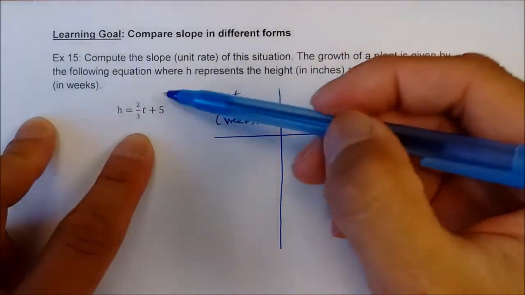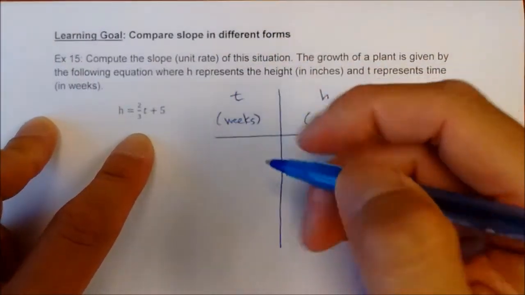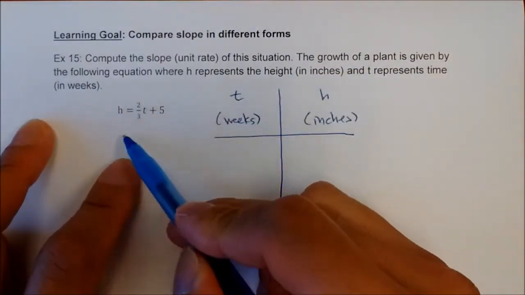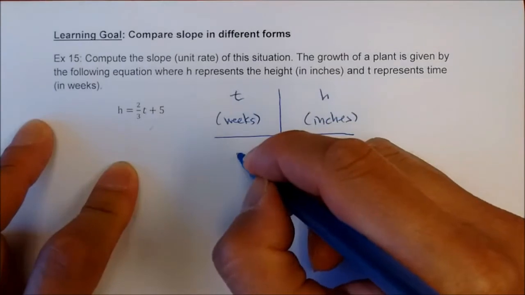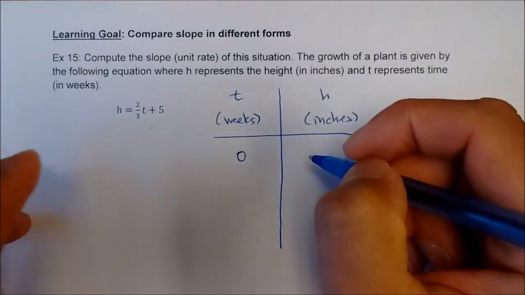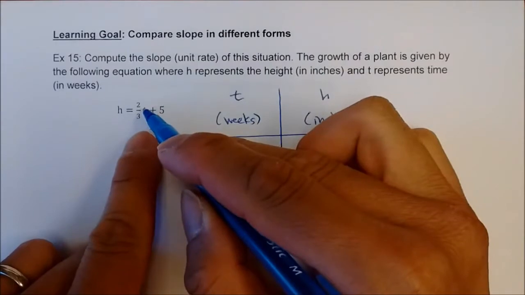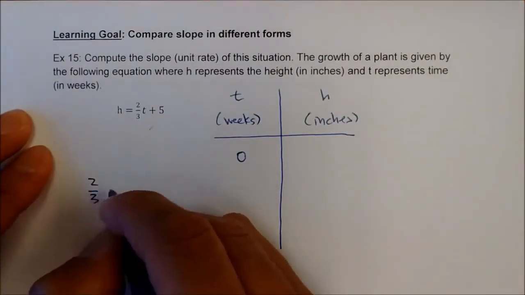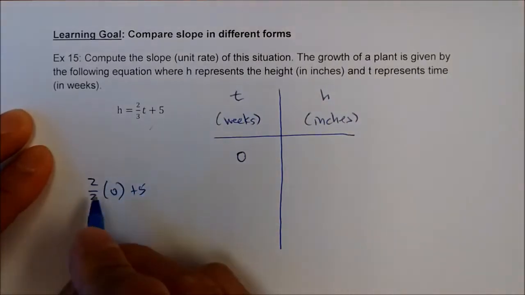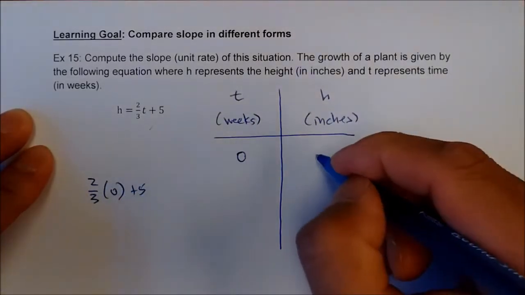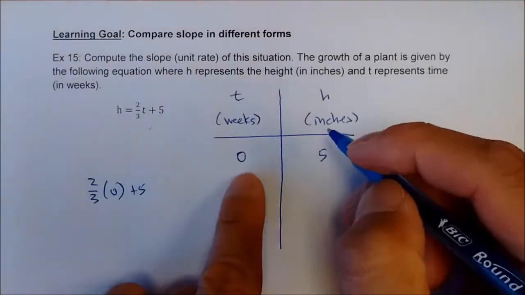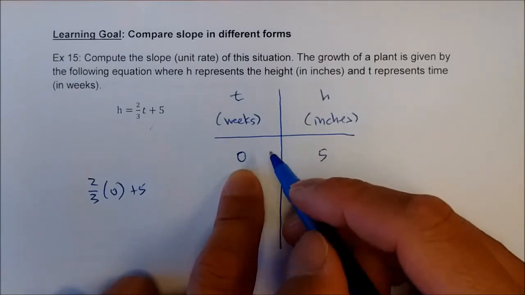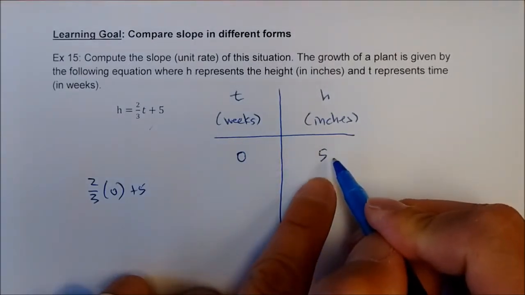Now, with an equation, our job is to come up with the input values, and so probably the easiest input value for this equation that I could suggest is 0 weeks. Because we know that 0 times any number is 0, so we've got 2/3 times 0 plus 5. Again, 0 times any number is 0, plus 5. That gives us a height of 5 inches. Incidentally, this means that at the beginning of this process, when we bought the plant, let's say, the plant started off at 5 inches of height.